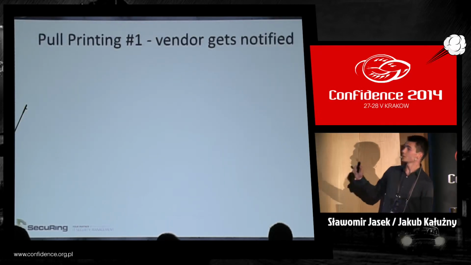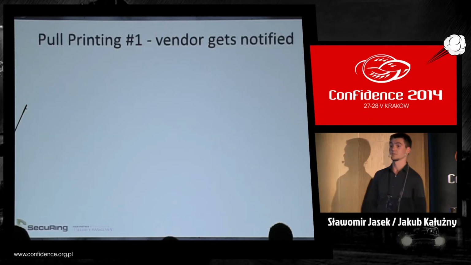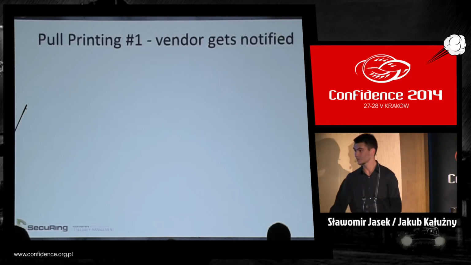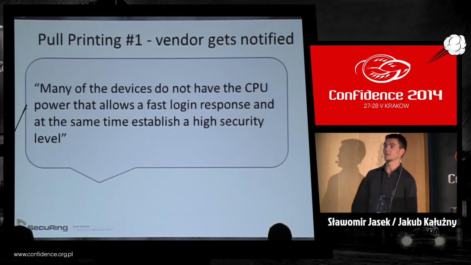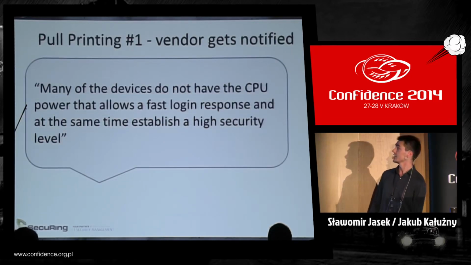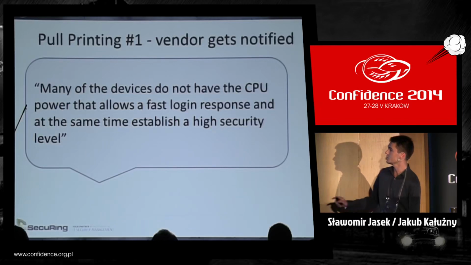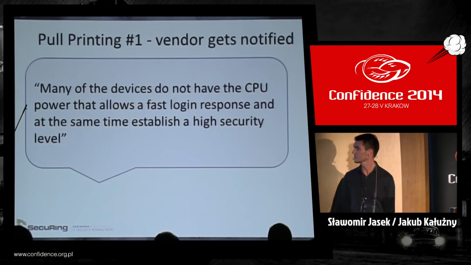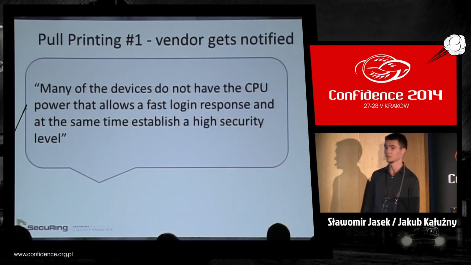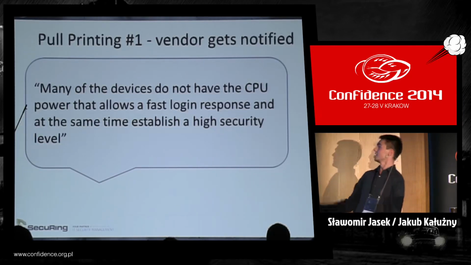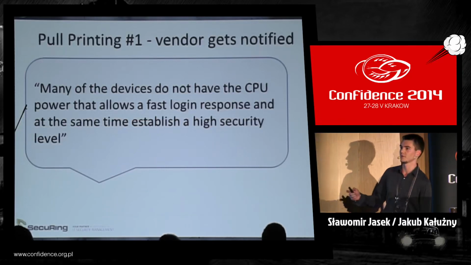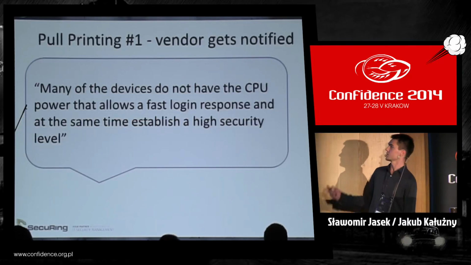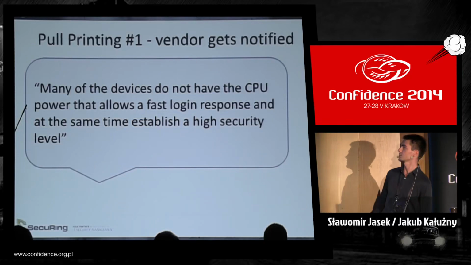Okay, what happened when we notified the vendor? Because this was the most problematic there. We sent him a clear report, and he responded that many of the devices do not have the CPU power that allows a fast login response and at the same time establish high security level. Really? What the hell? So actually, this is the problem that pool printing solutions vendors face. So they face the problem of a fast login response, not a high security level.